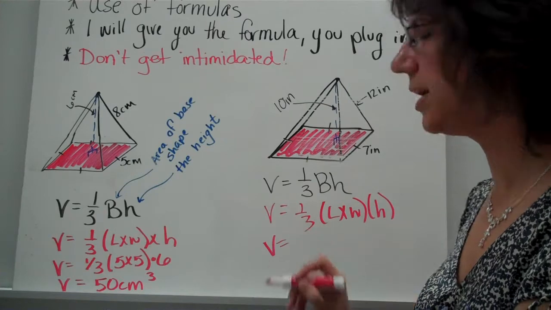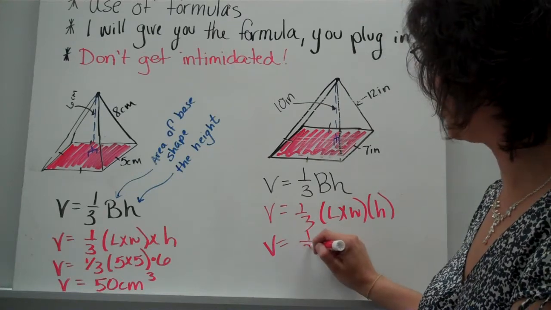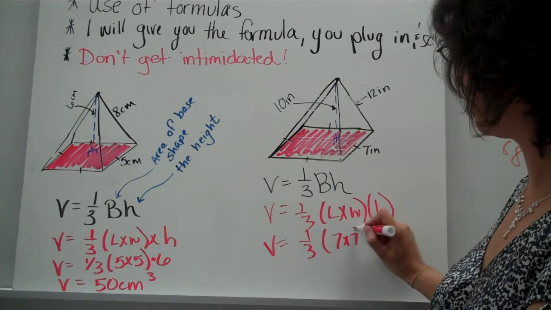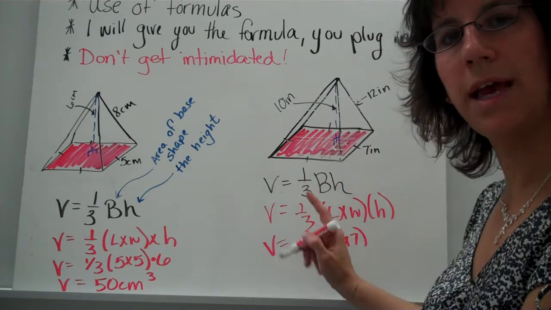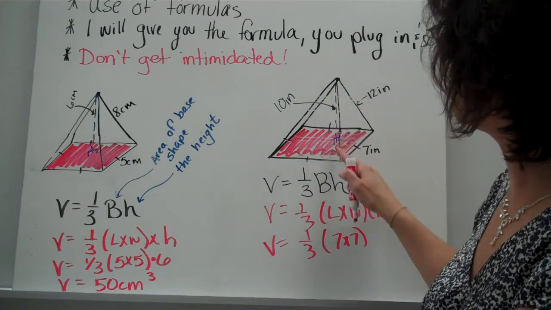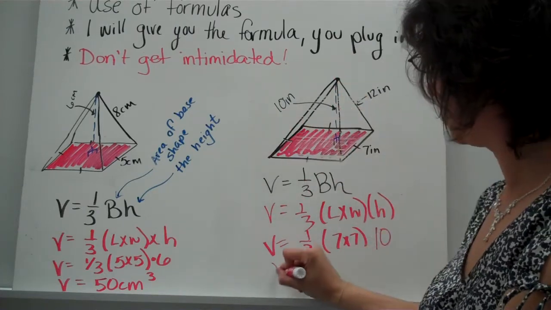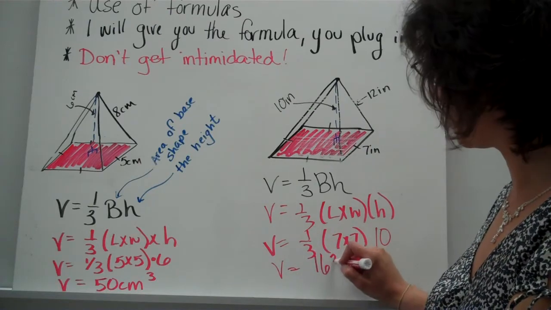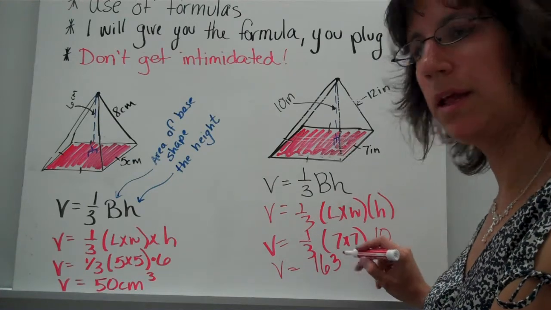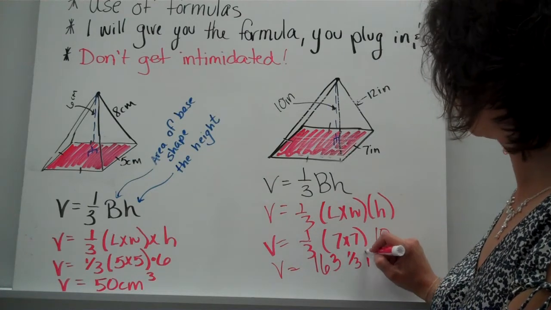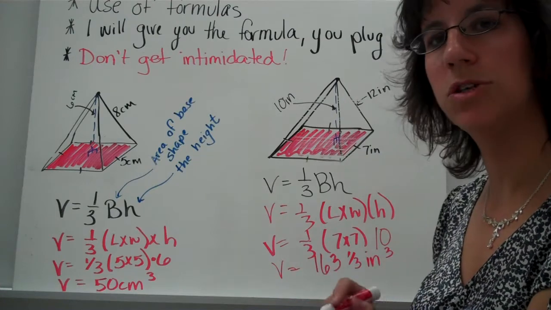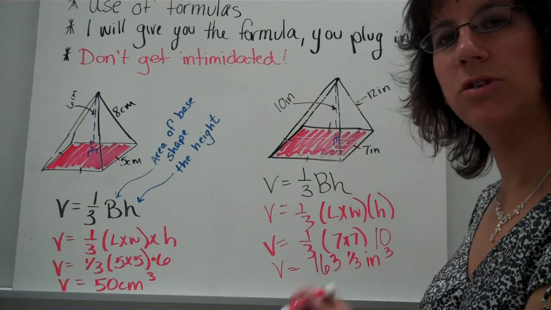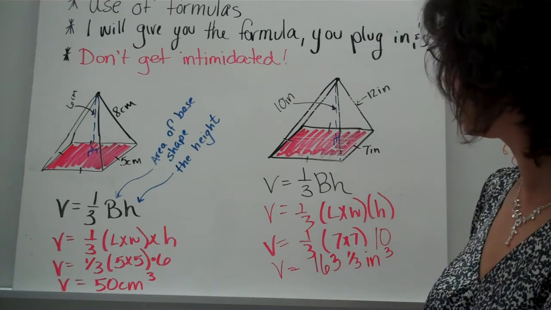All right, now let's plug in all the numbers we know. We're looking for the length and the width, so if you look carefully at this shape, 7 times 7. And the height, straight up and down, look for that right angle, is the 10. All right, multiply that out in your calculator. You should have gotten 163.3 repeating, or I can do 1/3 inches cubed. Remember, volume is always cubed. 163.3 repeating, or 163 1/3.